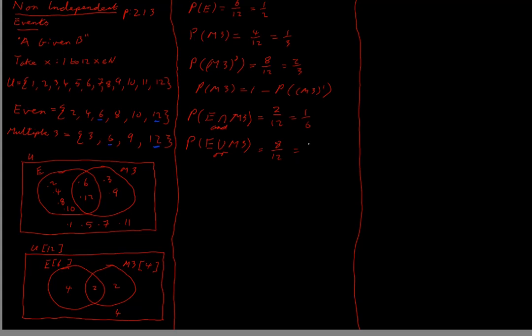Would be 2/3. So those are our different pieces of set notation that we already know, and I have missed one. If we have probability of even not, I'm over highlighting that for a reason, multiple of 3. That means probability of even but not multiple of 3. So we're inside the circle even, but we are not inside the circle M3. So that would leave me with 4 out of 12.